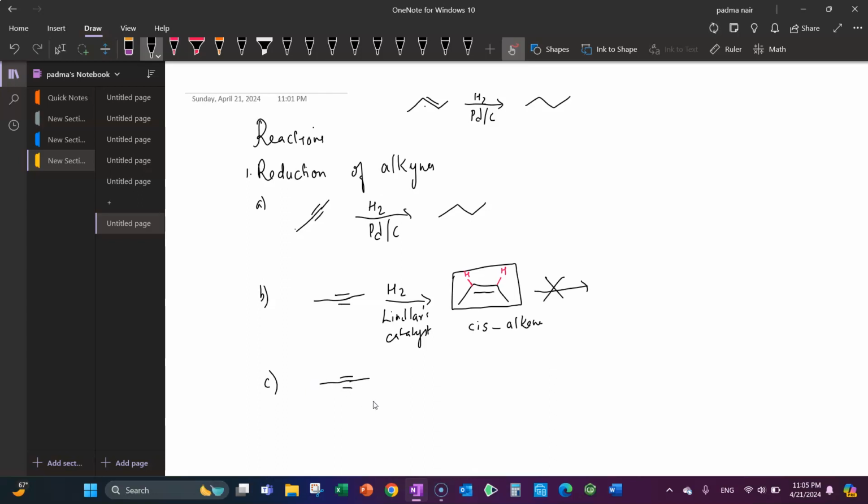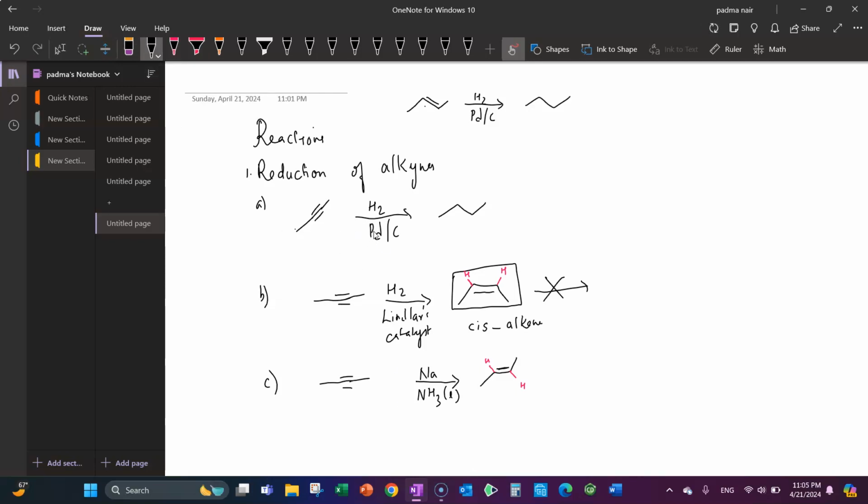So we have 2-butyne, and if this is treated with sodium or lithium, okay, so you can use either one in liquid ammonia, what you can get is a trans alkene. So you can stop the reaction at a trans alkene stage. So here, see, the hydrogens are trans to each other. So these are the 3 methods of reduction reactions of alkynes.